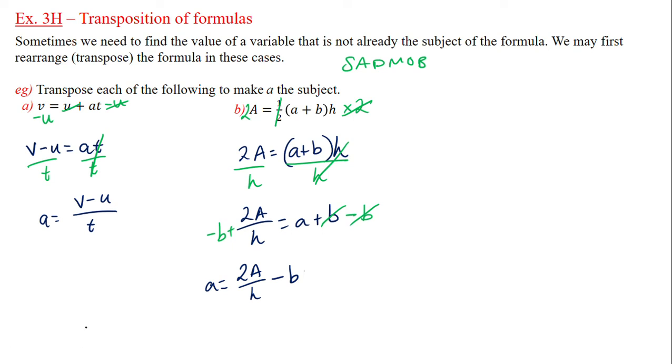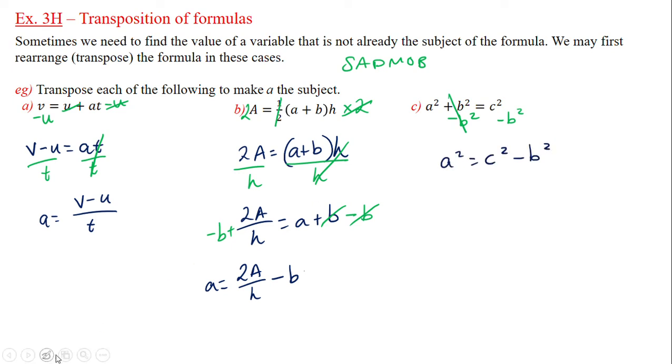One last one. We have a squared plus b squared equals c squared, which is, of course, Pythagoras' theorem. So again, SAD MOB, we're going to deal with the addition first. We're going to subtract b squared from both sides. That gets rid of that. What we have left is a squared equals c squared minus b squared.